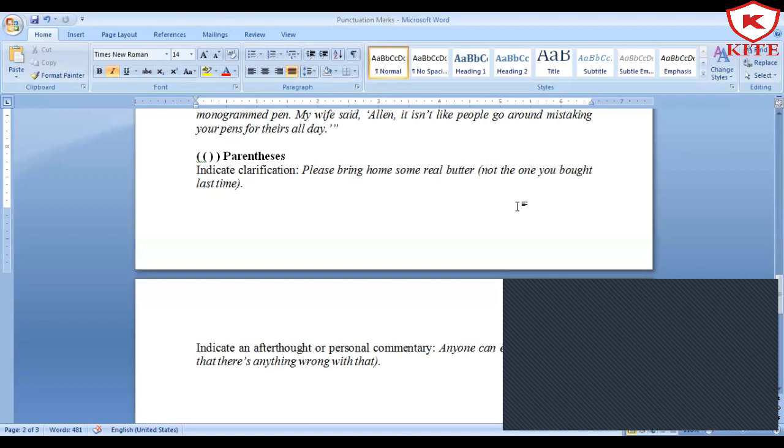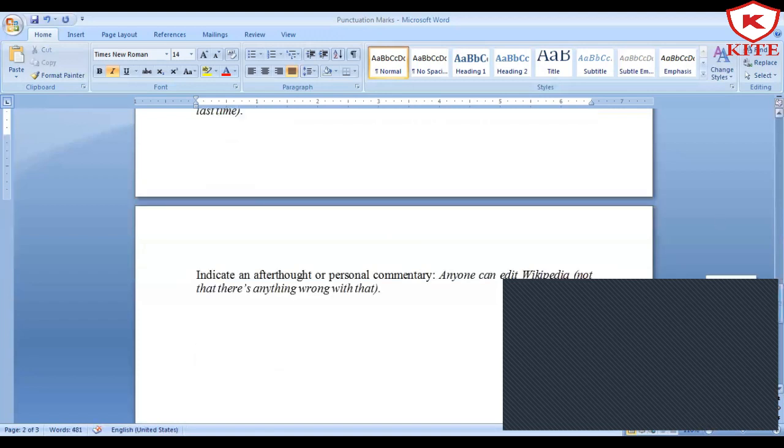So you can put that thing in a comma. Not the one you brought last time. Let me write brought, because this is bring. Okay, not the one you brought last time. Not that butter. So you are adding some clarification about what kind of butter. If you are adding something, that means you are adding to what is written. What is written? Please bring home some real butter. So this is a sentence which is written, but you want to add some more information or comments on this thing, you put it in a bracket. So that works like a parenthesis.